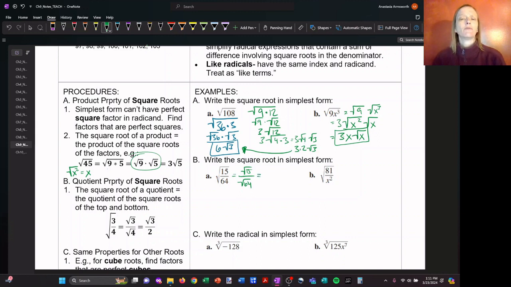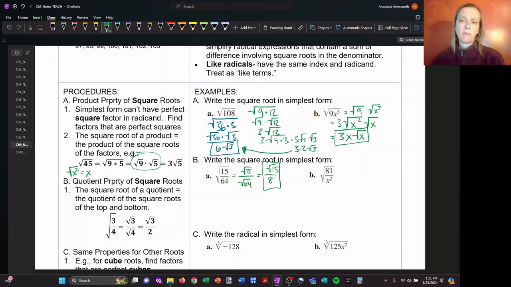The square root of 15. 15 is just 5 times 3. Those are both prime factors of 15, so they are not perfect squares. There's nothing I can do to simplify the top radical. But on the bottom, the square root of 64 is a perfect square. The square root of 64 is 8. So simplest form is the square root of 15 divided by 8.